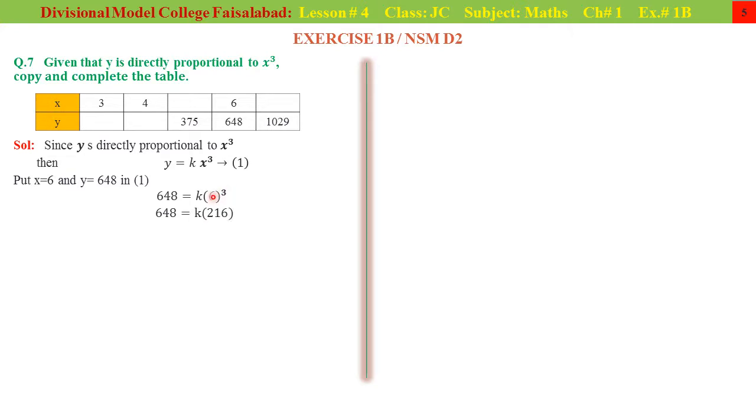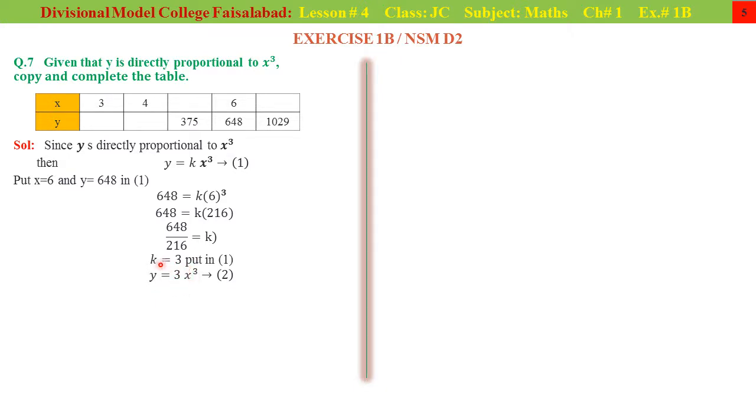We multiply 6 three times: 6 multiplied by 6 multiplied by 6, you will get 216. Dividing 648 by 216, we get 3. So 648 divided by 216 is equal to 3. k is equal to 3. Put this value of k in equation 1 to get a relation between x and y. y is equal to 3x cubed.